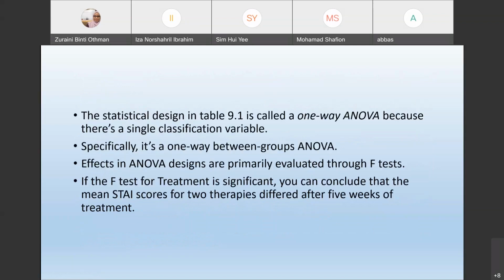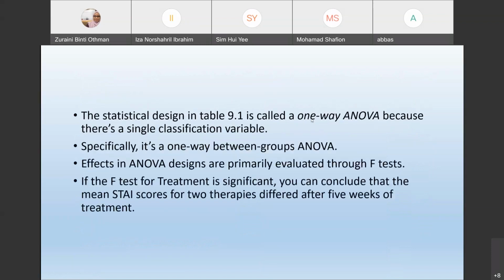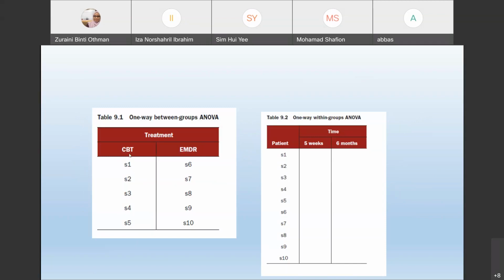So the statistical design in table 9.1 is called one-way ANOVA because there is a single classification variable. Let's see 9.1, one-way between-group ANOVA. This is between two groups. This is what we call one-way between-group ANOVA, because there is a single classification variable. Specifically, it's one-way between-group ANOVA, where only one person will receive one therapy, right? One person, one therapy. This is between two groups, and this is one-way.